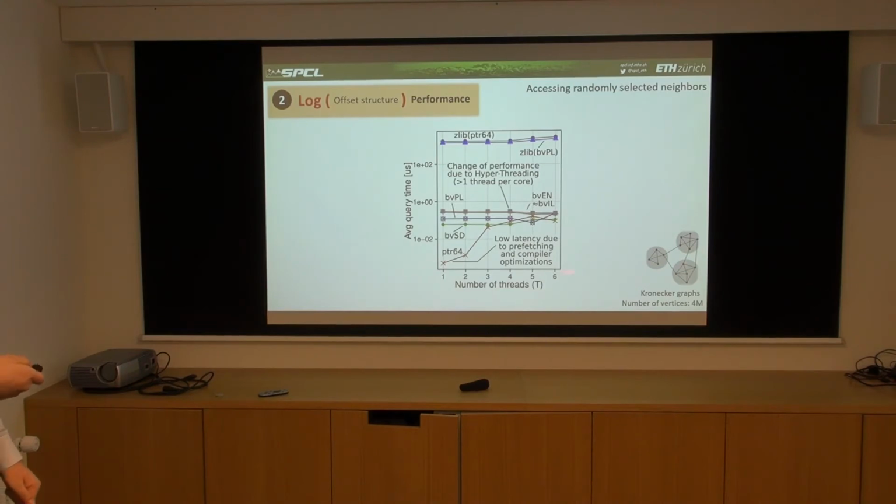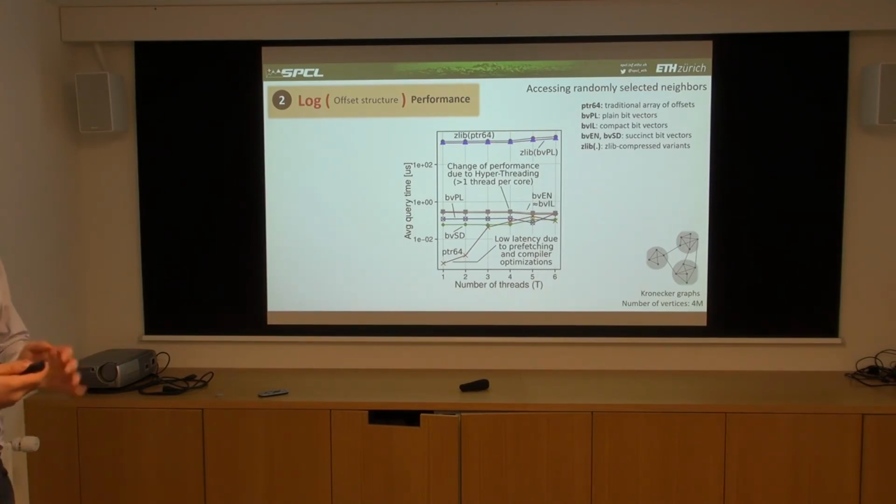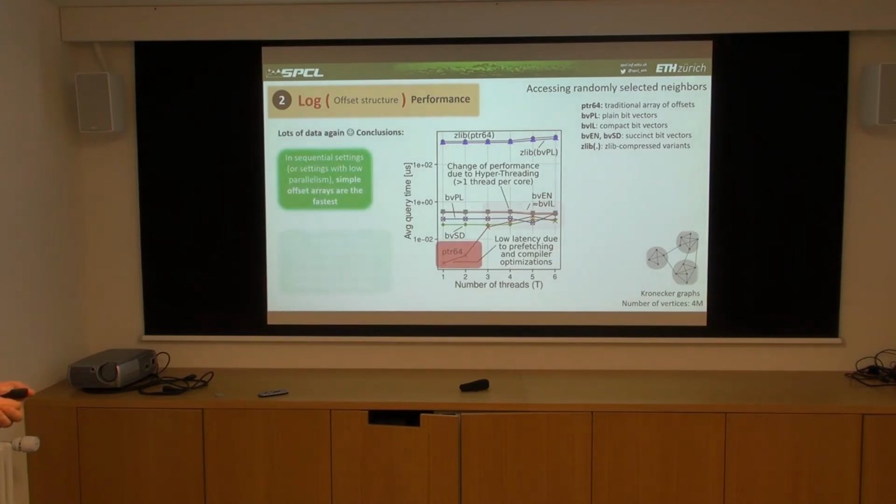In this plot, on the x-axis we have the number of threads that run in parallel. On the y-axis is the average query time in which we access randomly selected neighbors a selected number of times, doing this for the same canonical graphs that we saw before. And here again, these different lines of plots are different comparison targets. And again, there are many of them, so let's just focus on the ones that are most important. So the most important two parts are these parts here.